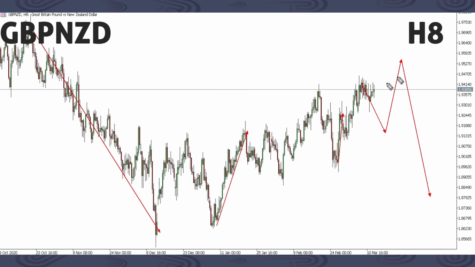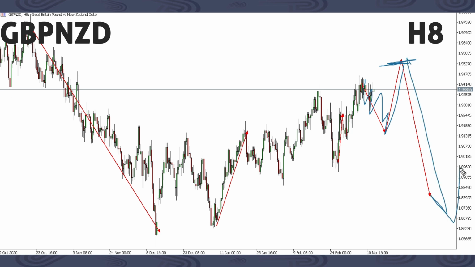GBP NZD. For GBP NZD, we're expecting a corrective structure here like this, slight correction, then up, and then from here we might be getting this drop. This is our most recent structure. The structure shows that we are expecting to get a slight correction here, then up, then from here there's a chance that we might be getting a drop here.